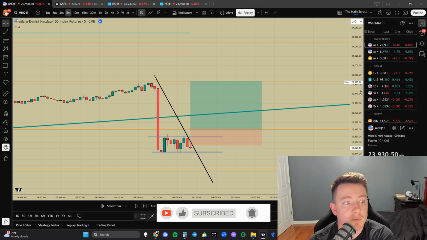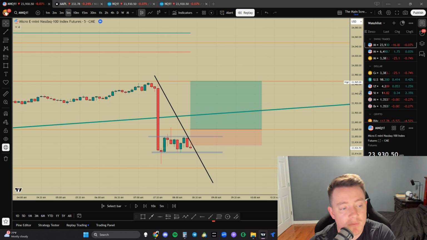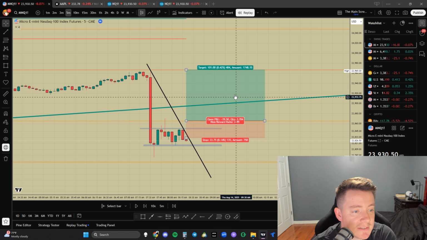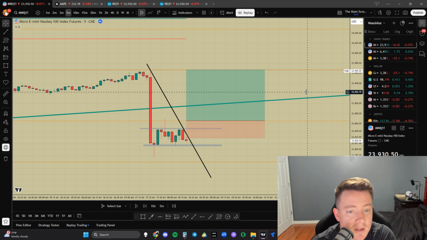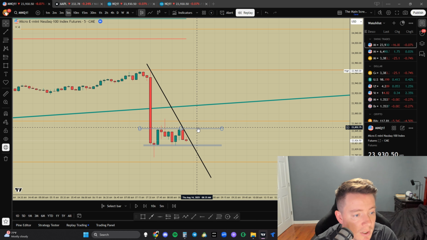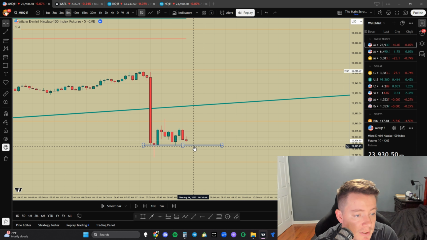So please be careful. I have lost with this strategy before, and you can as well. Make sure to use proper risk. This isn't 100%. Of course, nothing is 100% in trading, so please keep that in mind. But here is what I'm looking at right before market opens at 8:30 Central Time.